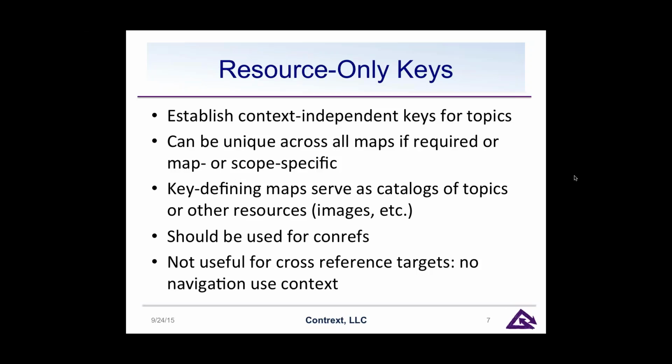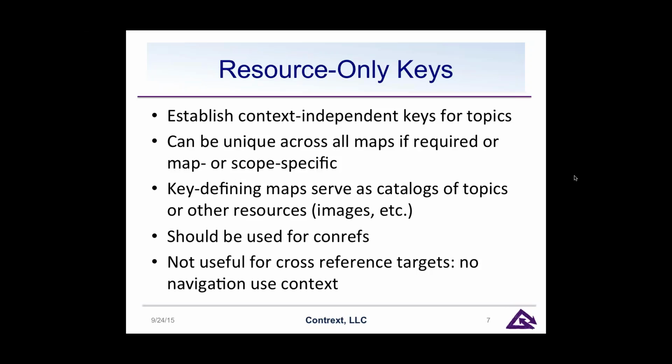The key defining map serves as a catalog of topics or other resources, right? So typically when you're managing large sets of keys, you're going to do that by creating a separate map that has only key definitions in it. Then you can use that map in higher level maps to have easy access to all these keys, and all the authors share the same keys, which makes things easier to manage. Those key defining maps can serve, for example, as catalogs of topics or resources, images, for example.